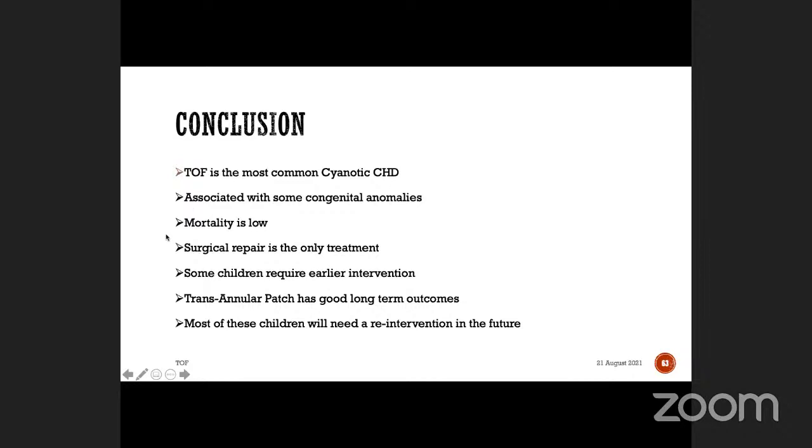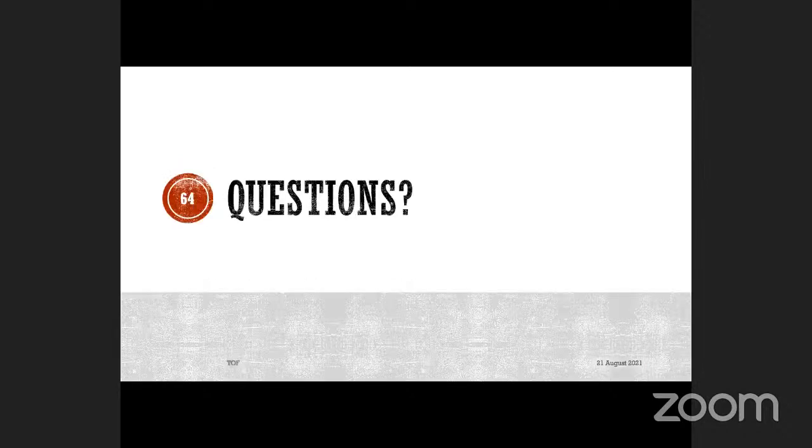So in conclusion, tetralogy is the most common cyanotic heart disease, associated with some congenital anomalies, with very low mortality. Surgical repair is the only treatment. Some children require early intervention. Transannular patch has good long-term outcomes, and most of these children will need intervention in the future. Questions?